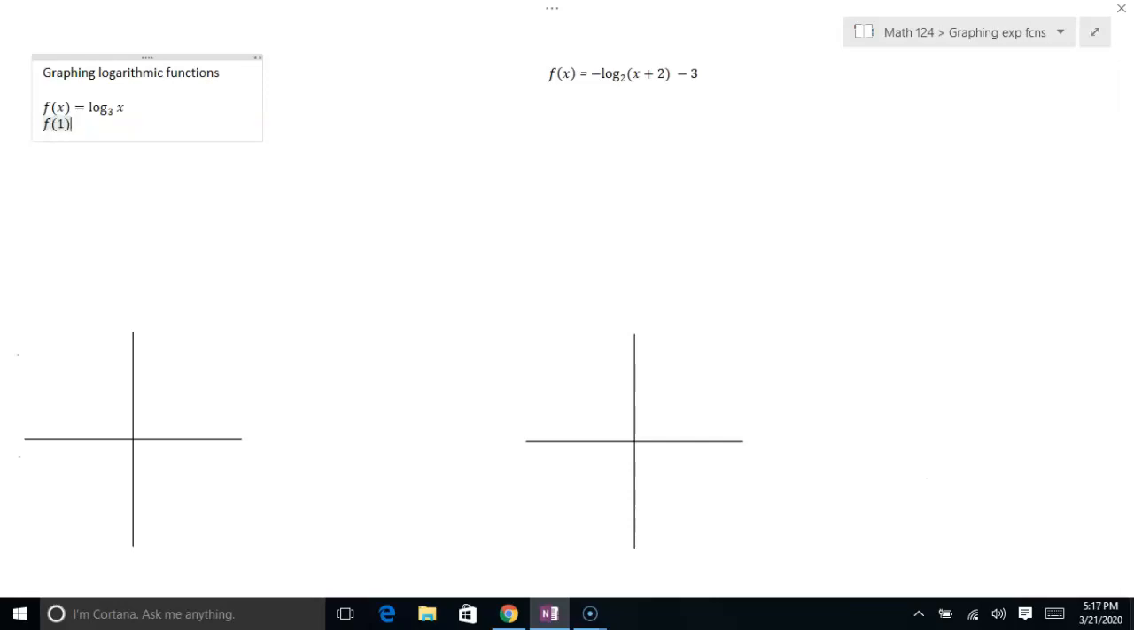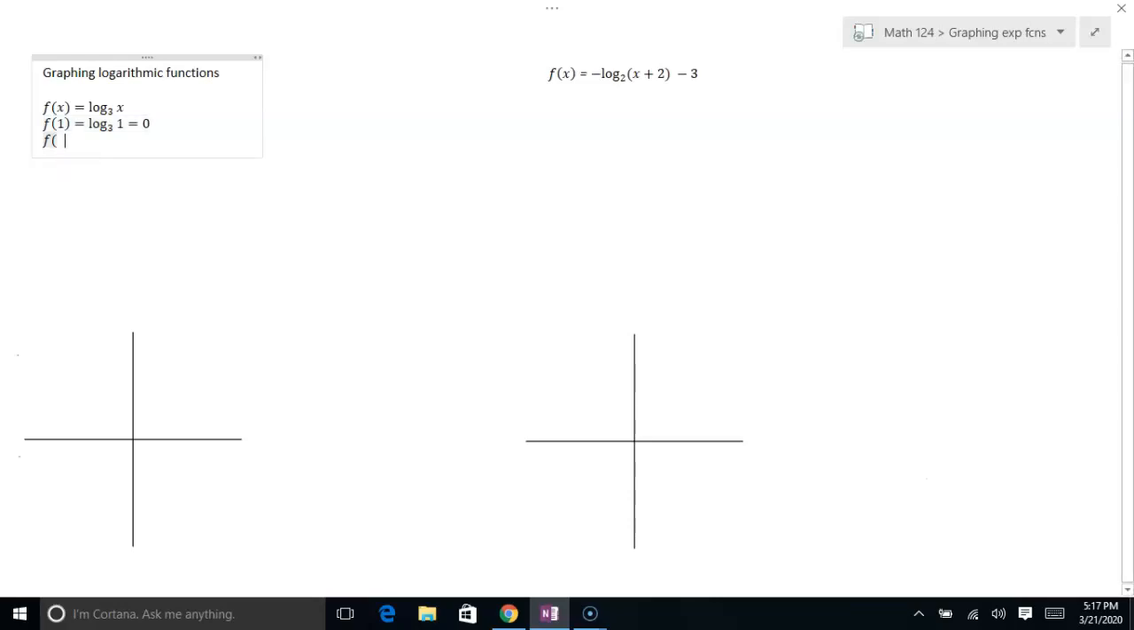Let's pick 1 instead. Let's see if we fare better with that one. Log base 3 of 1. Now I'm saying 3 to what power gives me 1? Well, anything to the 0 power is 1. 3 to the 0 power is 1. There's my first point, 1, 0.